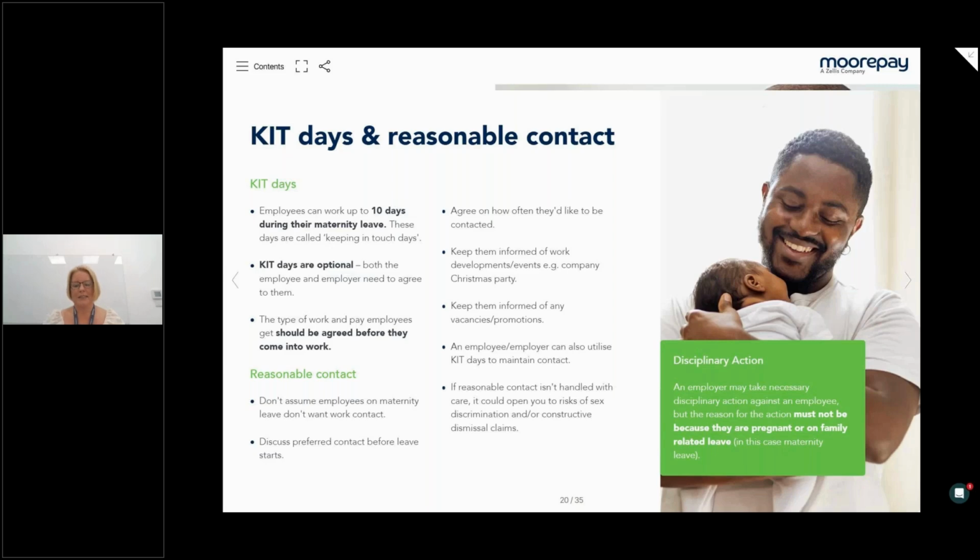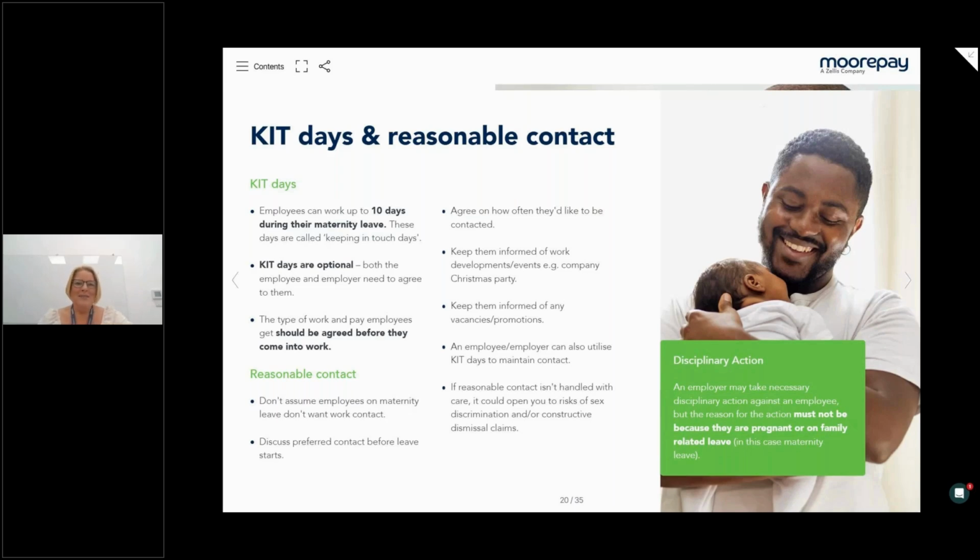Take advice before doing it, because it can be quite tricky to discipline people when they're on maternity leave. Conversely, if somebody's committed an act of gross misconduct and it's a very serious allegation, then I don't think we can ignore it. So take advice and we'll support you through the process, or speak to your HR team.